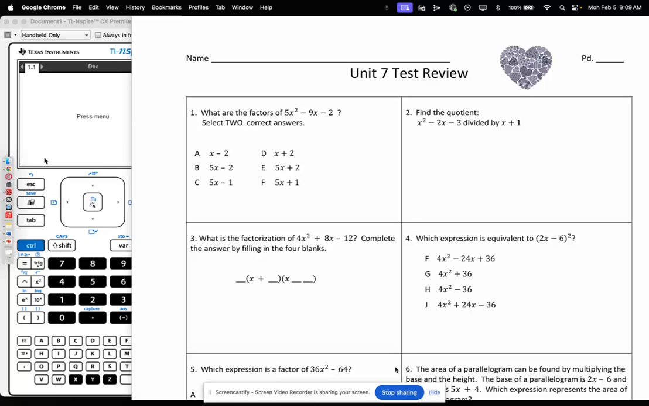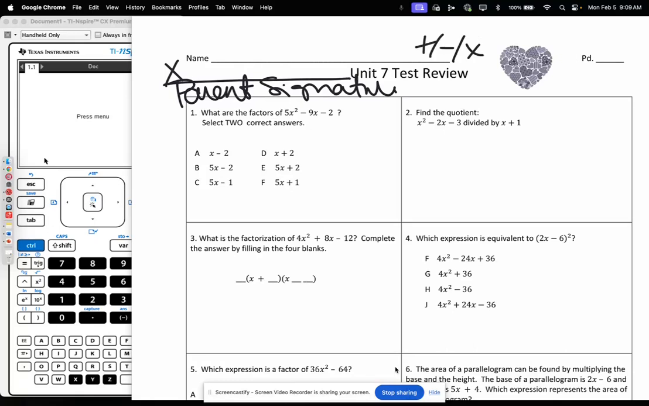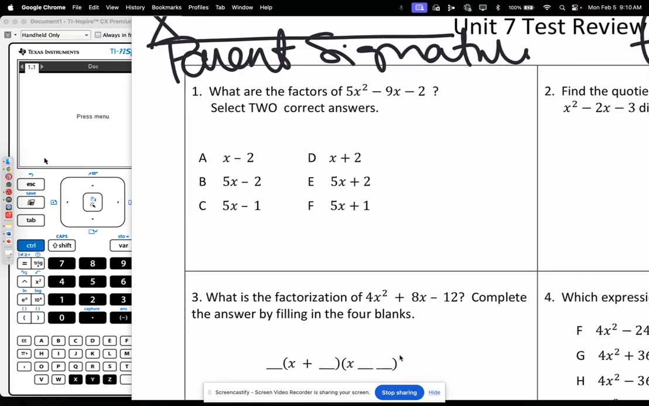All right, so we are going to take our test on factoring and polynomials. Don't forget to get it signed. It's going to cover adding, subtracting, multiplying, dividing, and factoring. There's a couple of review questions. There are 15 total questions, so let's have a glance at number 1.